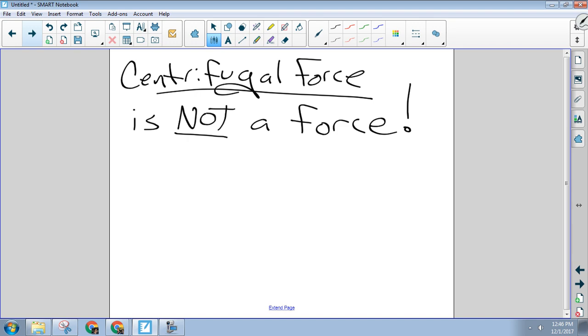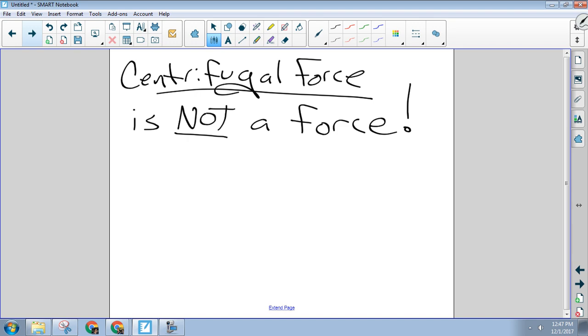So, it shouldn't be called this. All right, if I had a time machine, here's the one thing I would do. Maybe fifth on my list, if I had a time machine, I would go back and find the first person who said the words centrifugal force and punch him in the nose. Okay? Because centrifugal force is not a force.